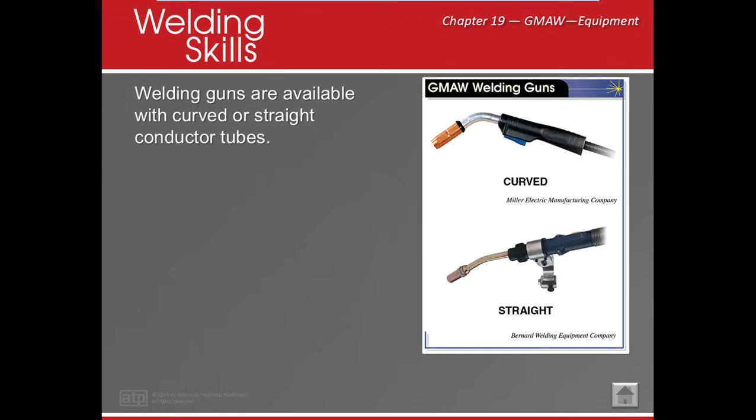There are also different types of MIG guns available. Some are straight, some are curved. When we work with extremely high amperages, they also have water-cooled guns. And then they have some with a special tip on it that even has its own fume extraction. These are pretty expensive, so this is usually done in production areas and things like that.